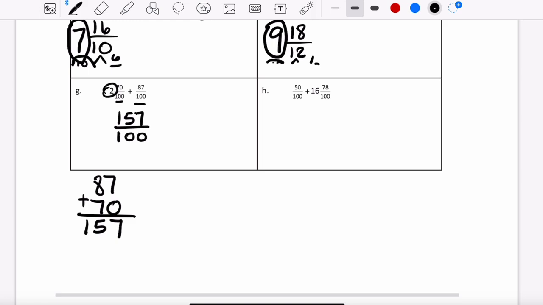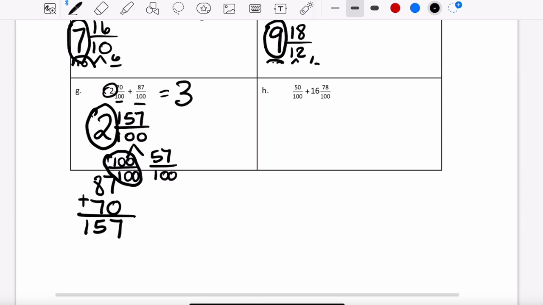We put our whole, which is 2, in front. We have to break it apart because it is improper. So we know that we would have 100 hundredths, which gives us 1 whole, and there would be 57 hundredths left. So now we take our 2 wholes plus the 1 whole we made, which gives us 3 wholes and 57 hundredths.